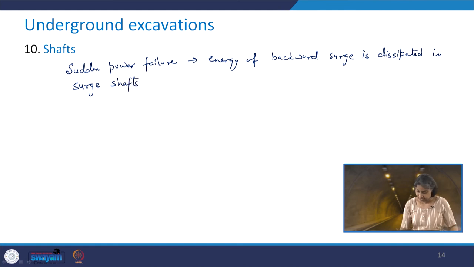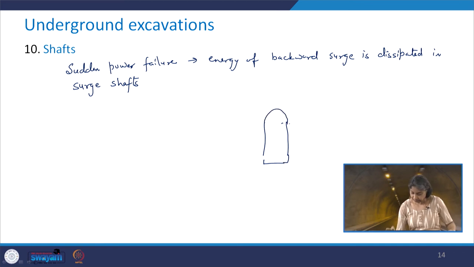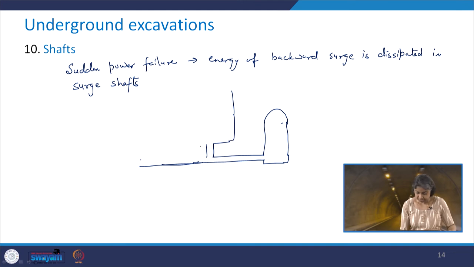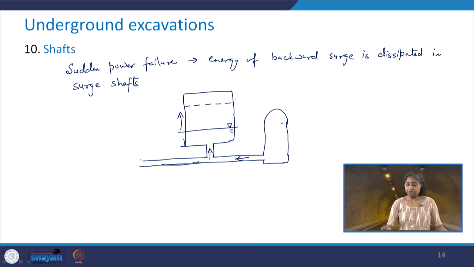Let us see how, with the help of a figure. So there is this surge shaft. Let us say earlier the water table was at this level, and in case of a sudden power failure, this water level goes up and it may be like this here. So that is how the backward surge is dissipated in this surge shaft.